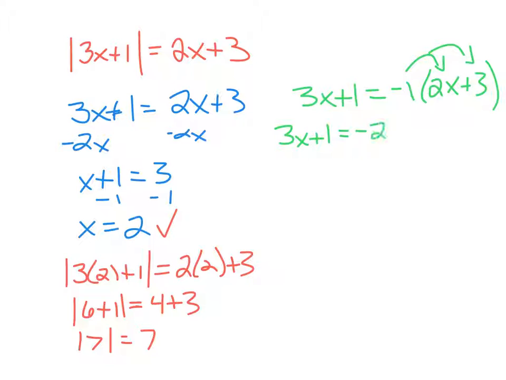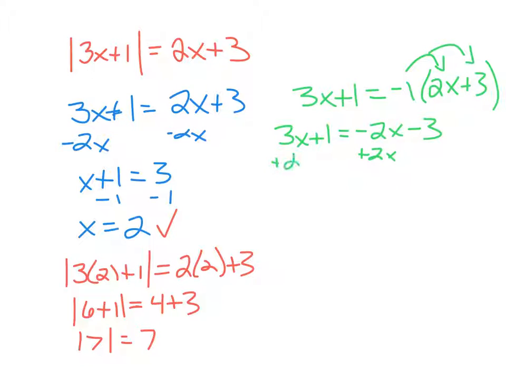That's going to be -2x minus 3. Very important to understand that no matter how many terms are over here, they all need to be multiplied by -1. So you definitely are going to have to distribute if there's more than one term there. And now it's going to be pretty straightforward.